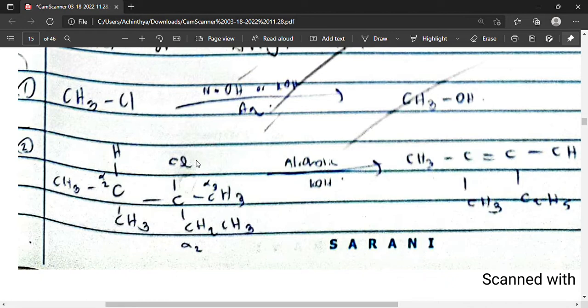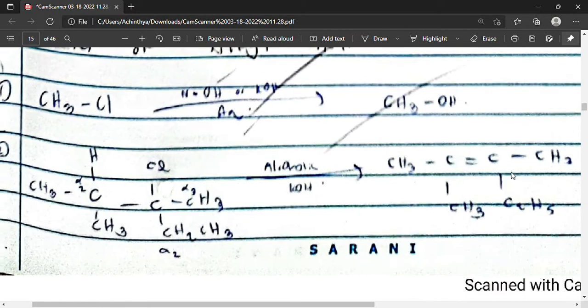The chlorine runs away with the hydrogen attached to the carbon that produces the most stable carbocation, in which case it is this alpha carbon, which via the inductive effect has the most stable carbocation, and thus the chlorine runs away with this hydrogen to produce an alkene.